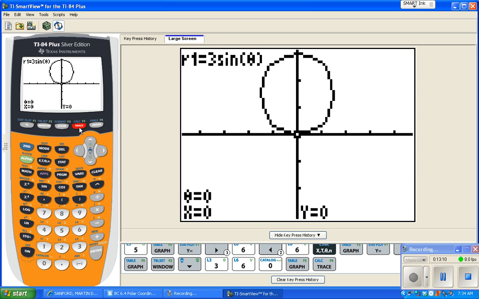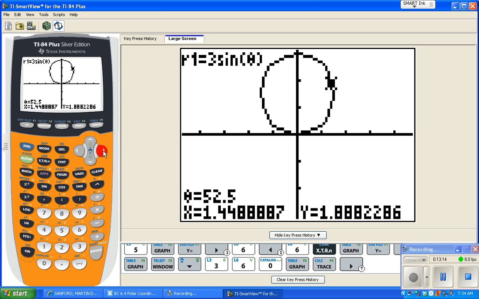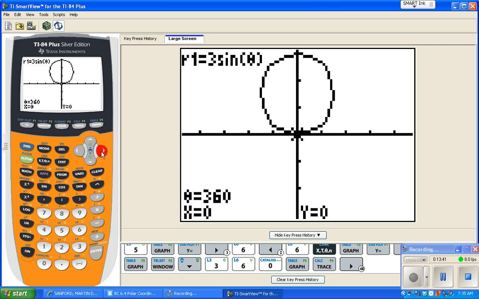But what I want to do is trace on here for just a minute. So think about what's going on. Watch the angles. They're numbering by 7.5. Right now I'm at 127 degrees, I'm at 165 degrees, 172.5, 180. And I'm retracing the same exact points again, same locations, as I go from 180 to 360. So it's repeating.